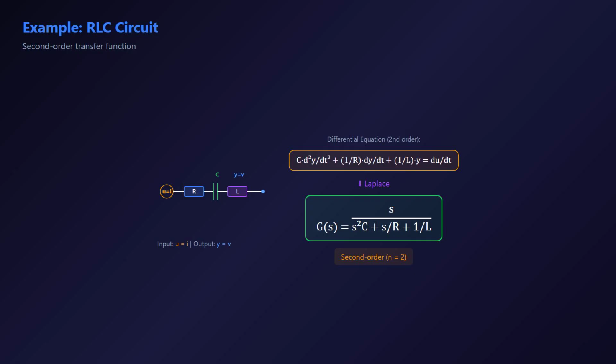Now consider an RLC circuit. The differential equation is second order. C times d squared y/dt squared plus 1 over R times dy/dt plus 1 over L times y equals du/dt. The Laplace transform gives G(s) equals s divided by (s squared C plus s over R plus 1 over L). This is a second-order transfer function.